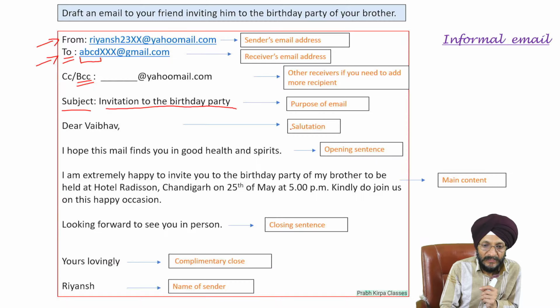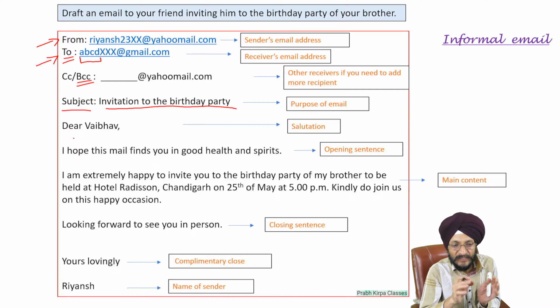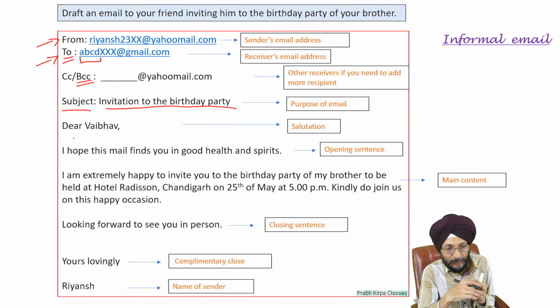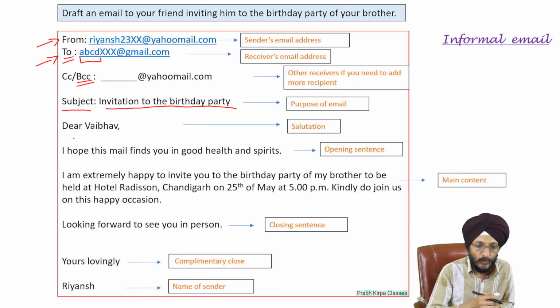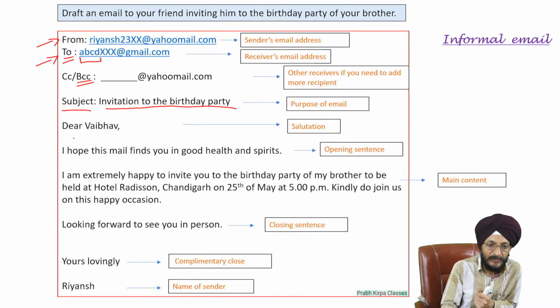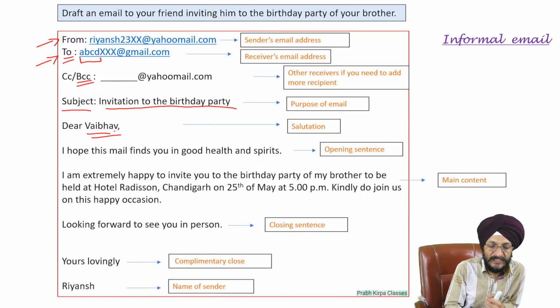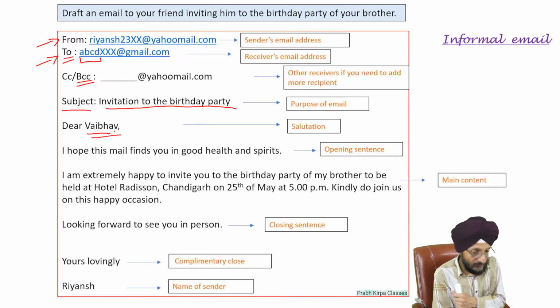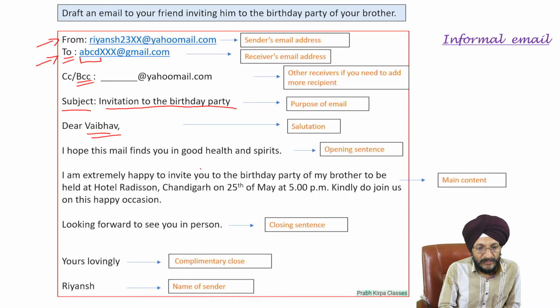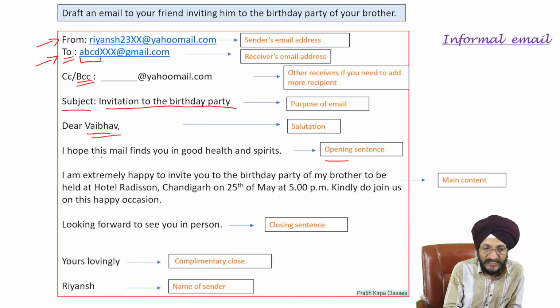Then if you are writing an email to Weber, suppose Weber is the name of your friend, you will write the salutation as Dear Weber. Here you will not write respected Weber or dear sir or dear madam. You will write his name. Here in this case, it has been taken as Weber. Then comes the opening sentence: I hope this email finds you in good health and spirits.